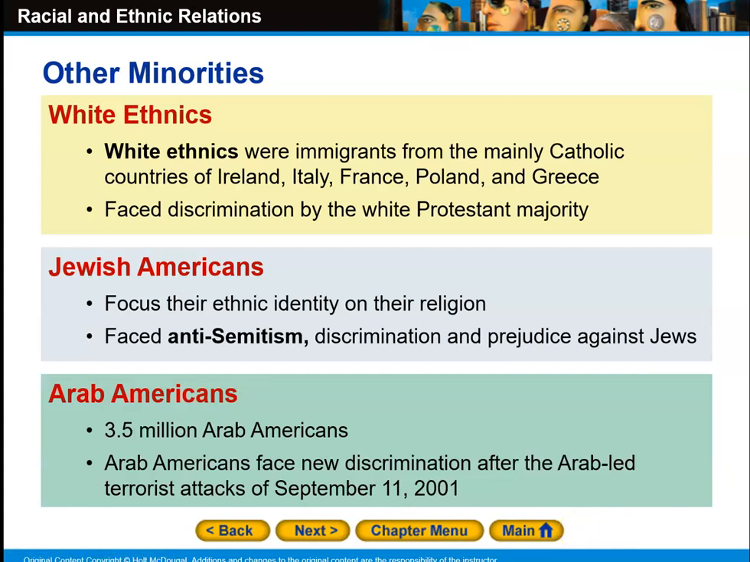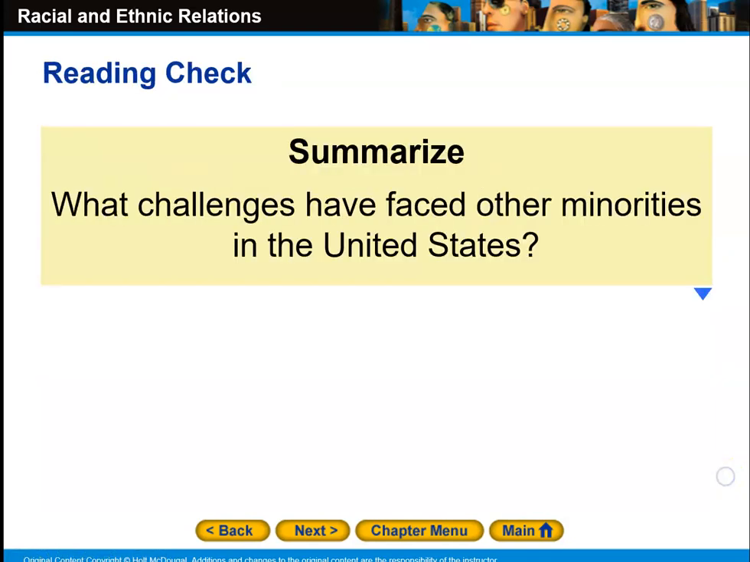Arab Americans, there's 3.5 million Arab Americans. Arab Americans face new discrimination after the Arab-led terrorist attacks of September 11, 2001. Most Arab Americans tend to be Islamic, but not all. And yet most folks that have Arabic names or come from Arabic countries are treated in a discriminatory fashion.